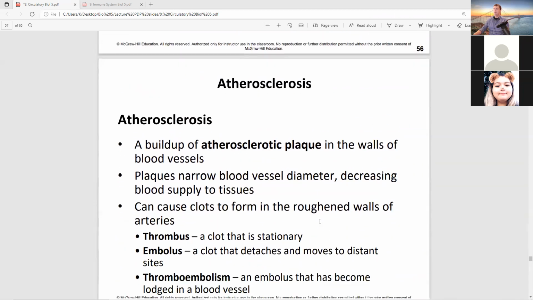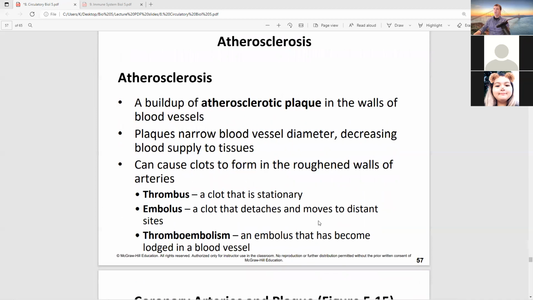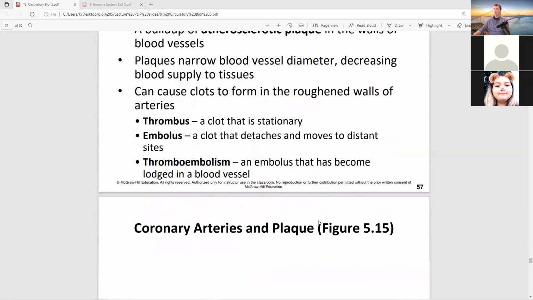Atherosclerosis is a buildup of atherosclerotic plaque in the walls of blood vessels. Plaques narrow blood vessel diameter, decreasing blood supply to tissues. This can cause clots to form at roughened walls of the arteries. A thrombus is a clot that is stationary. An embolus is a clot that detaches and moves to a distant site. And then a thromboembolism is an embolus that has become lodged in a blood vessel.